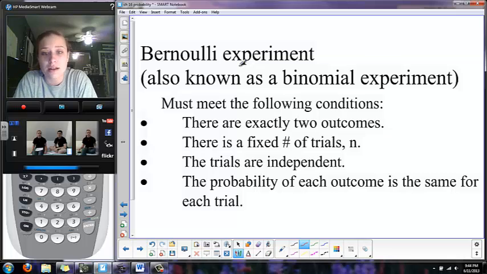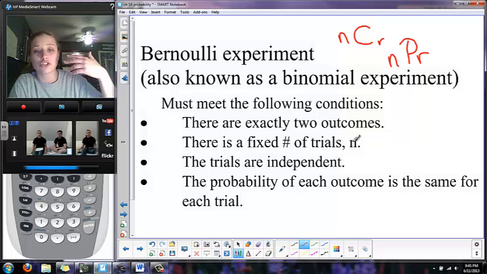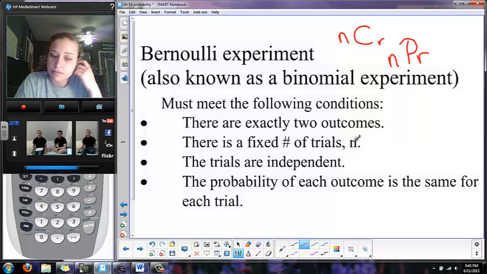There is a fixed number of trials, that is N. That is, like always, what we've been talking about with NCR, with NPR. That N represents the total number, and it still represents the total number. Nothing has changed. This time it's just the total number of trials that we're completing. So I'm flipping a coin a total of 6 times, or I'm rolling a dice a total of 10 times.